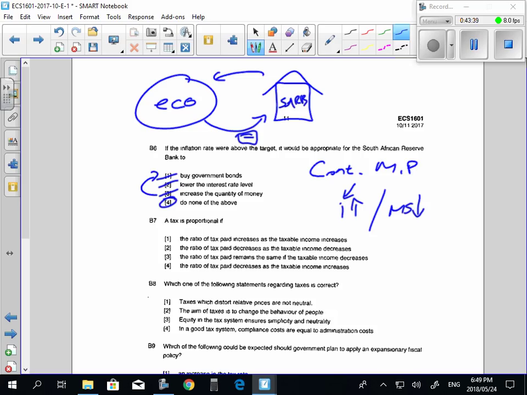Tax rate is proportional. Now, a proportional tax rate is when the percentage remains the same regardless of the amount that you earn. So company tax in South Africa is proportional, 28% regardless of how much your company earns. Okay? The ratio of tax paid to income remains the same whether the taxable income increases or decreases. Okay.